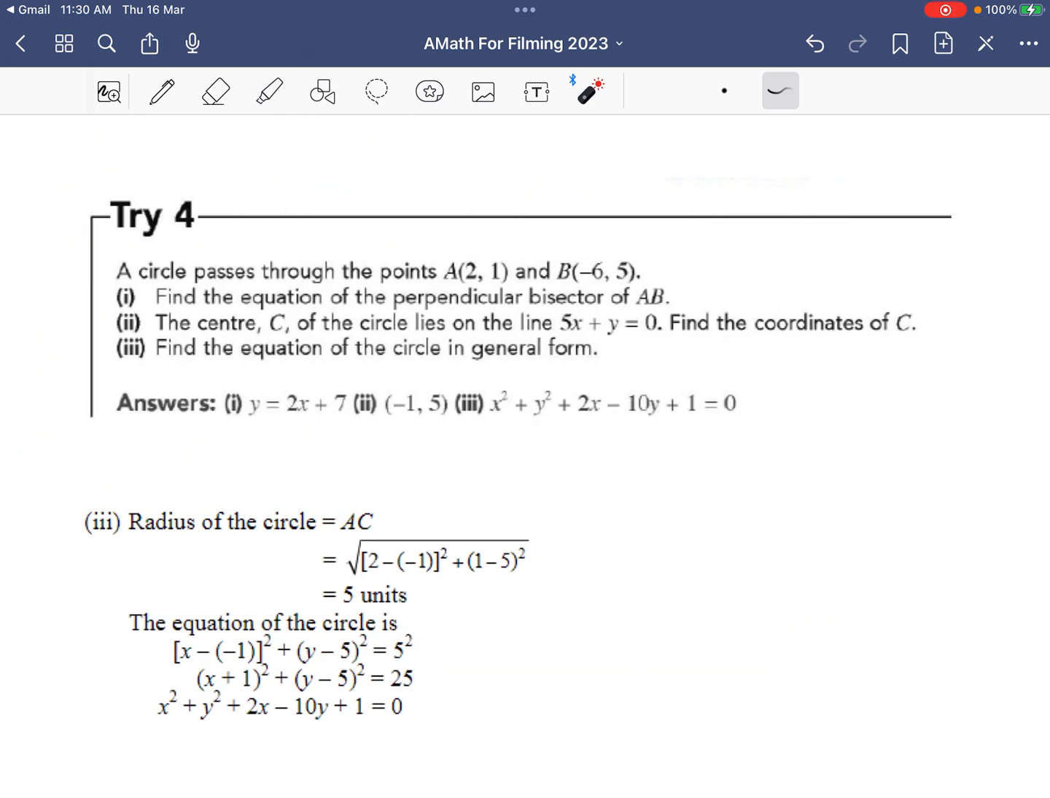Lastly, if I use either the point A to C or B to C, I think we use A to C, you can find that the radius of the circle is 5 units. And if you express it in the equation of a circle, you will get this. If you don't want to expand, I think you just leave it. This is perfectly fine. And this ends part 1 of equation of the circle.